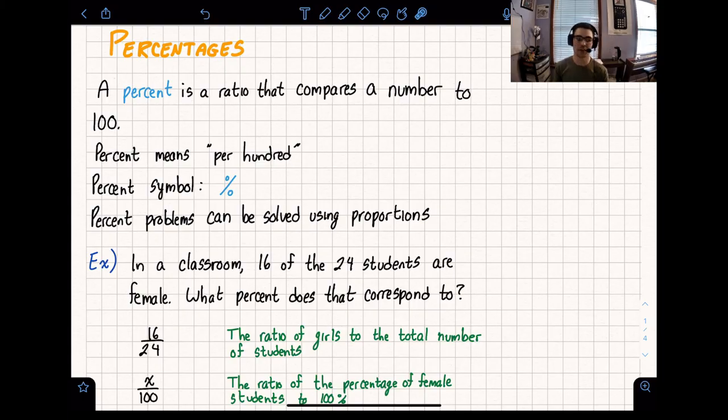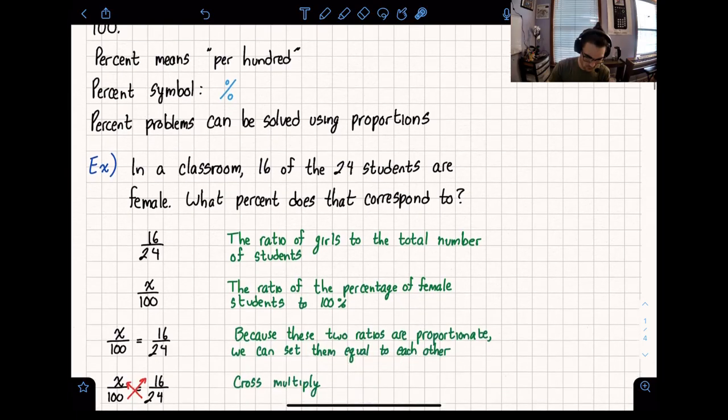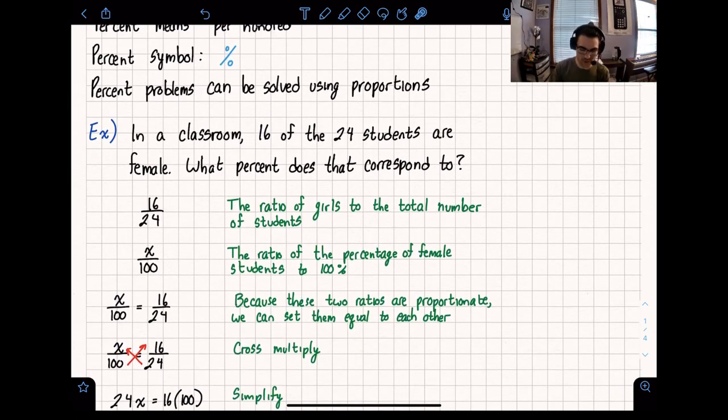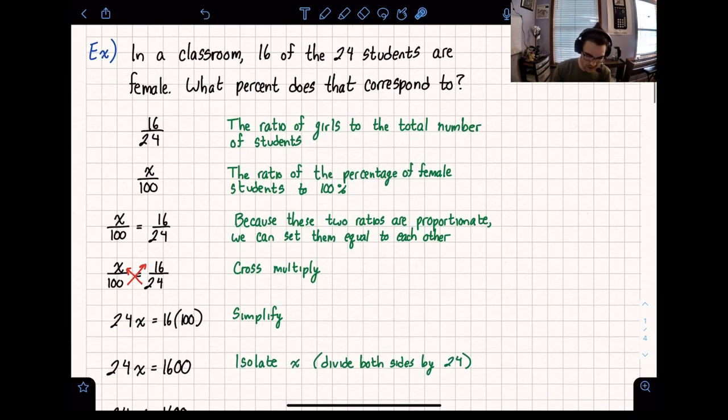And we can use percentages to solve proportion problems, which is the example I have below right here. Percentages can be solved by using proportions. Anywho, here's the example I have below. This reads, in a classroom, 16 of the 24 students are female. What percent does that correspond to?